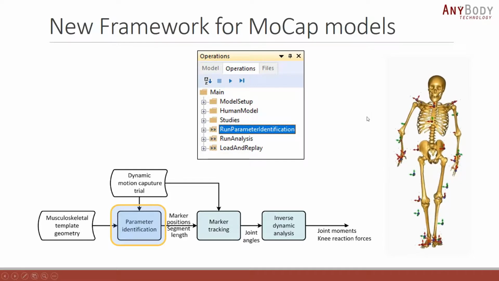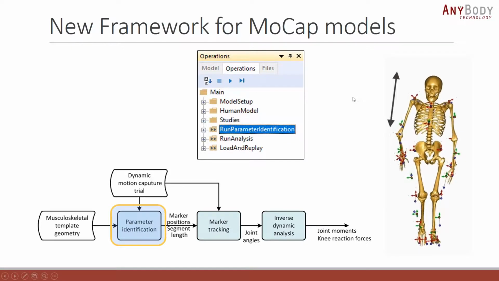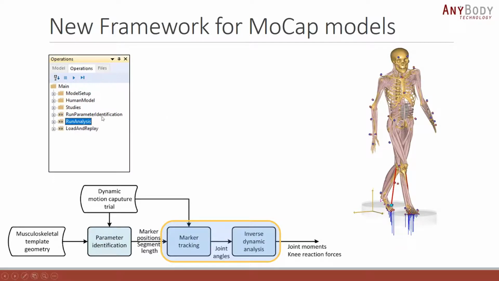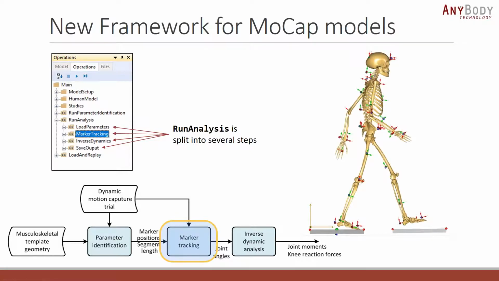And after optimizing marker positions and segment length and anthropometry, the next step is to actually run the analysis on the scaled model. So that's the next part. And this is what's called run analysis, the run analysis operation in the operations tree. In principle, that's actually several steps. And the two important ones are the marker tracking and the inverse dynamics. These two things are split into their separate components for making the whole thing run faster. But in principle, you really don't have to think about that.